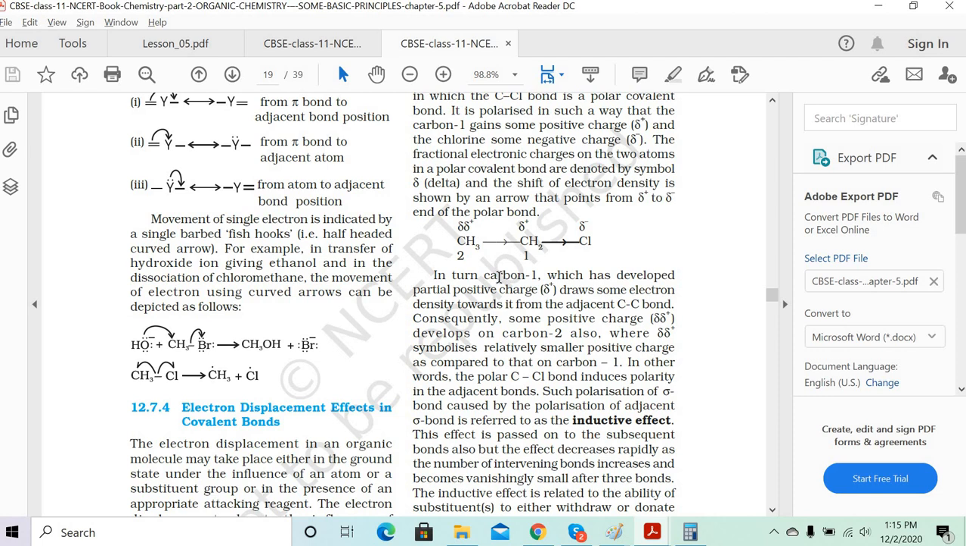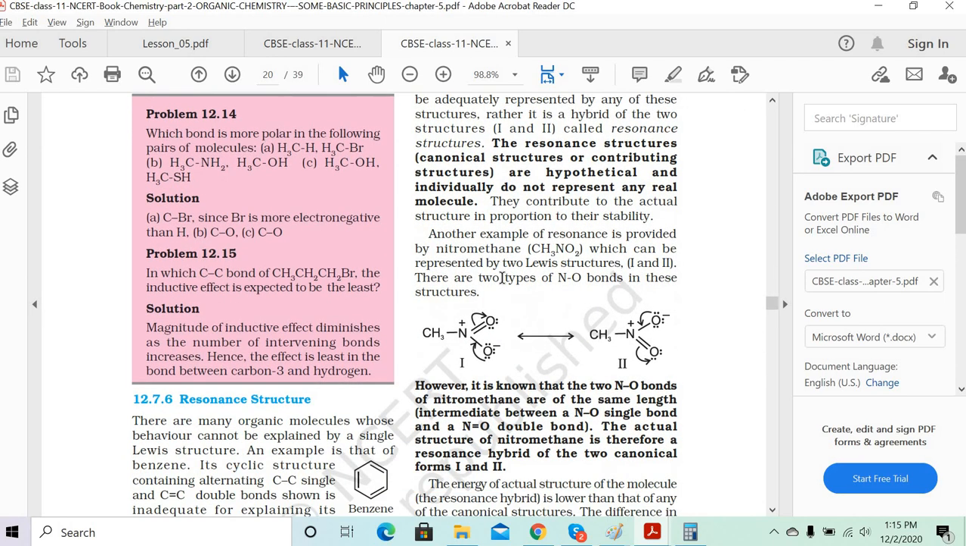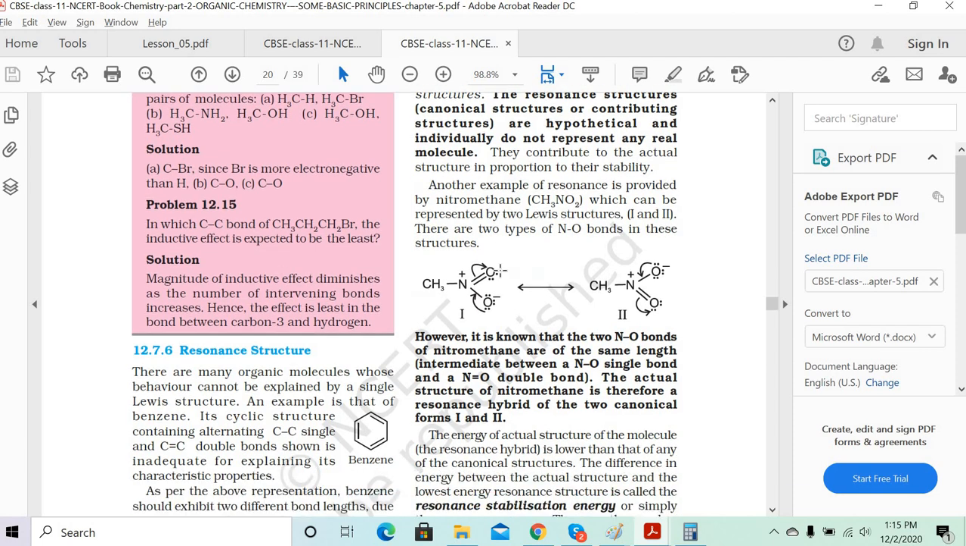So CH3, CH2, Cl. The carbon atom which is further away from the carbon connected to any halogen atom will have the very least inductive effect. The further away from the first carbon atom, the least inductive effect it will have. It will be the third carbon, right? Yes, you got it. So the third carbon atom will be delta positive. Okay. Understood? Yes, sir. Superb.